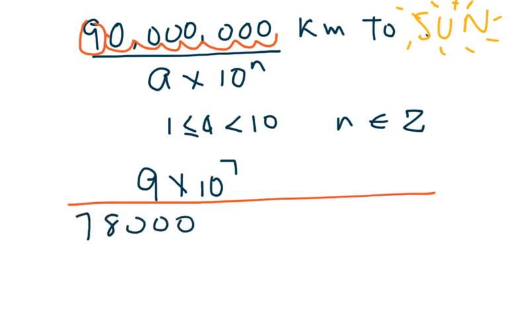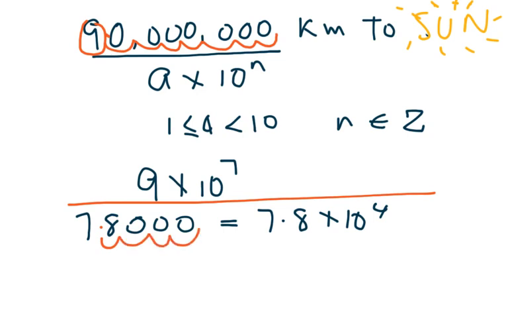Another example, 78,000. That would be written as 7.8 times 10 to the power of 4, because again we start with our decimal point here, which is 7.8, and we would have to move it 1, 2, 3, 4.